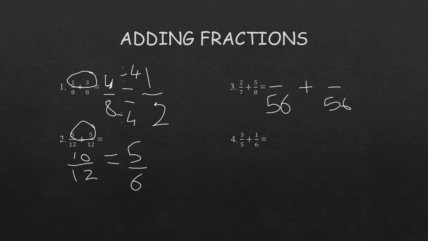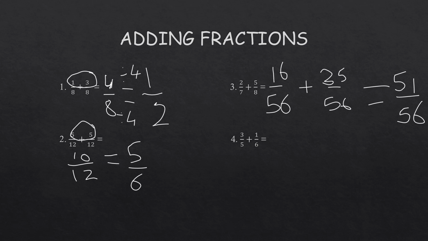So now we are going to do 8 times 2, which is 16, and 7 times 5, which is 35. Now if we add 16 and 35, we get 51/56. Now we can't simplify this fraction.